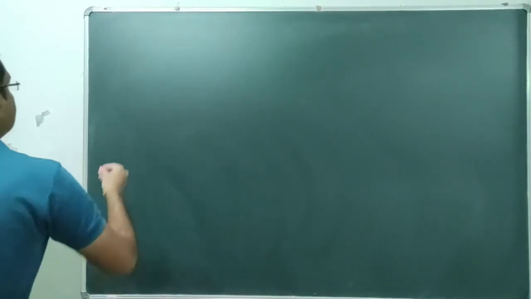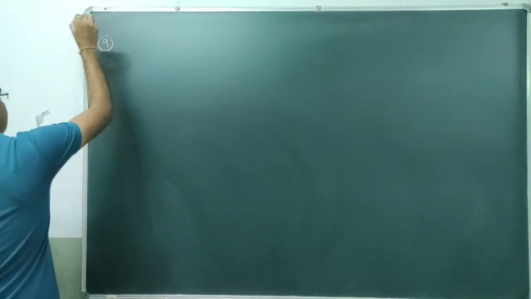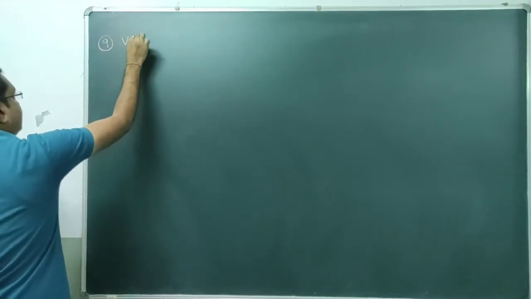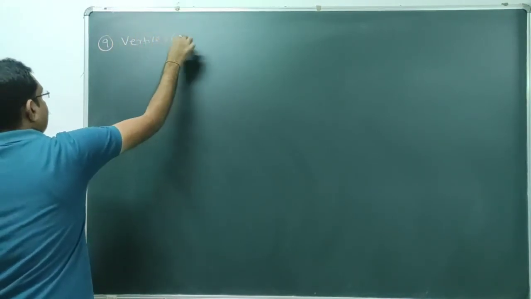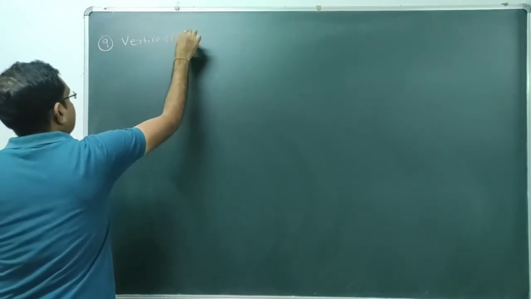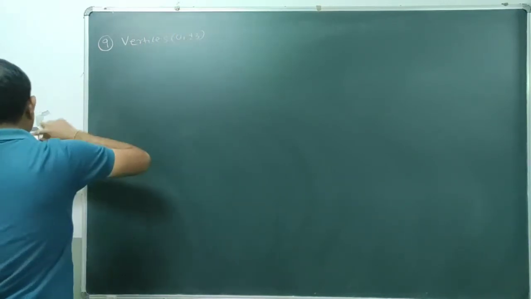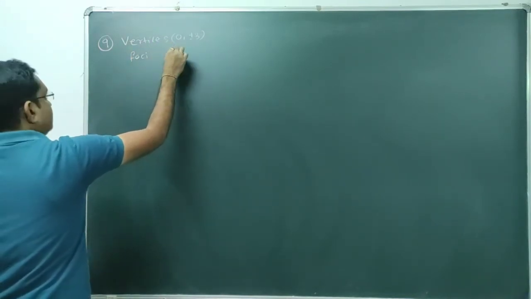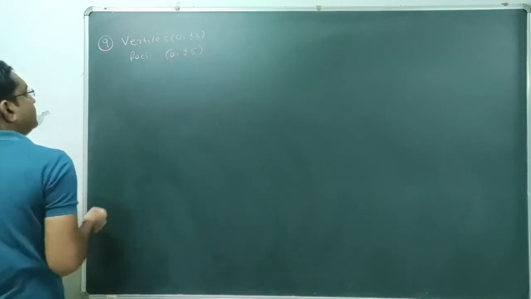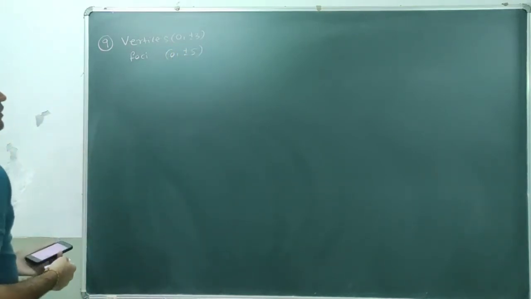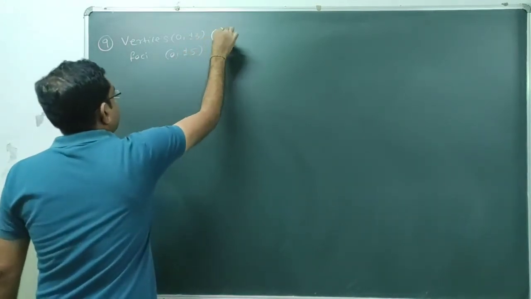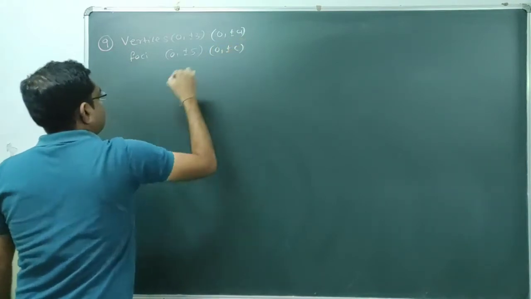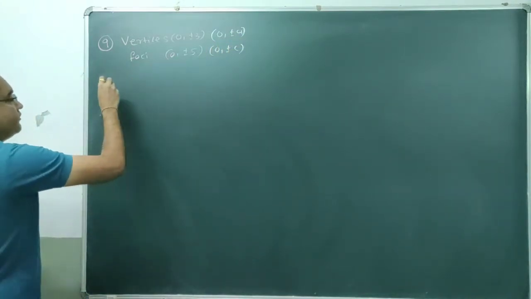Okay, question number 9. Ninth question, again same as question number 8. Now vertices are given. Coordinates of vertices are 0 plus or minus 3, and coordinates of foci are 0 plus or minus 5. So here again vertices and foci lie along the y-axis. So it's 0 plus or minus a, 0 plus or minus c. Both lie along the y-axis.